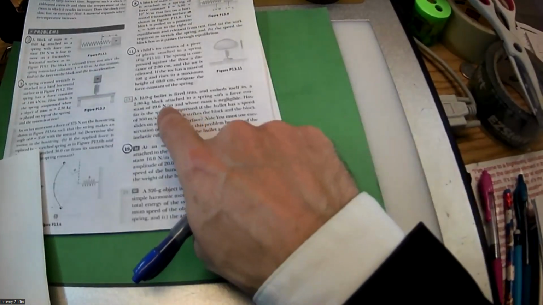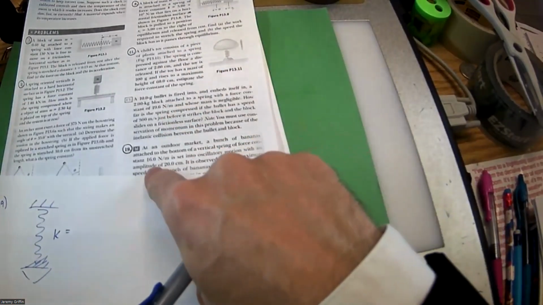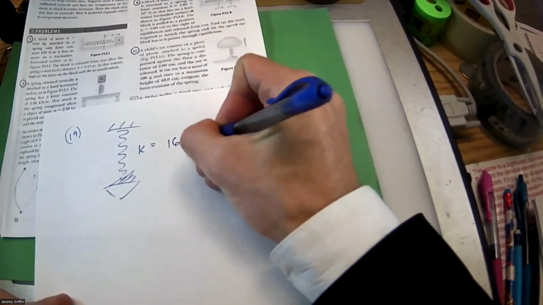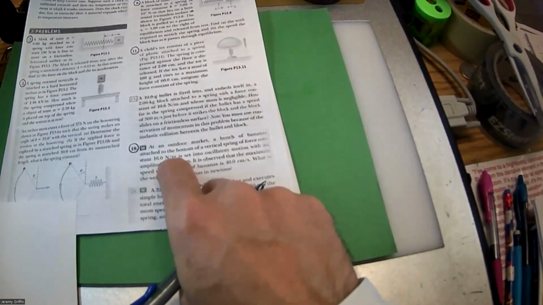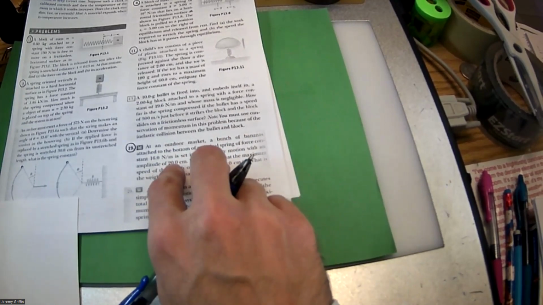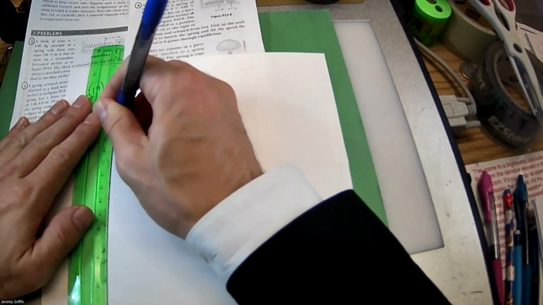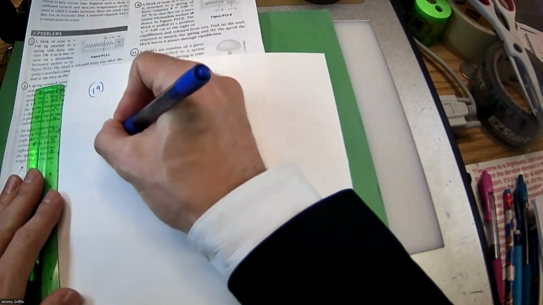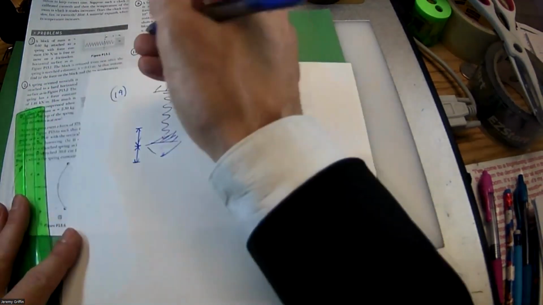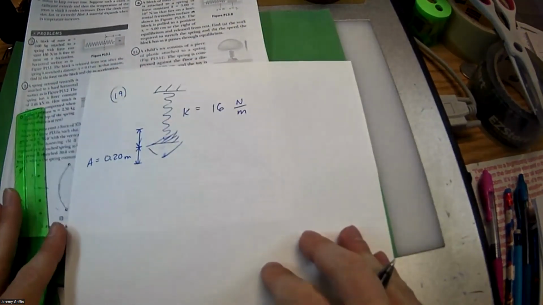And so what numbers do we have? We've got k is 16 newtons per meter. Your textbook always gives 3 significant digits, but I'll just call it 16. Amplitude of 20 centimeters. So if this is the equilibrium position, then it can go each of those is the amplitude in compression, amplitude in tension. Right, this could be 0.20 meters. That's what 20 centimeters is.